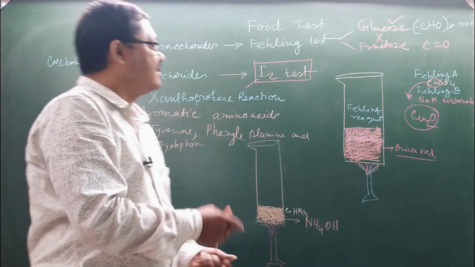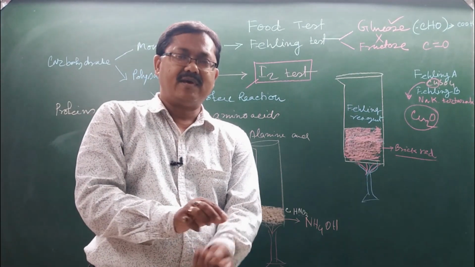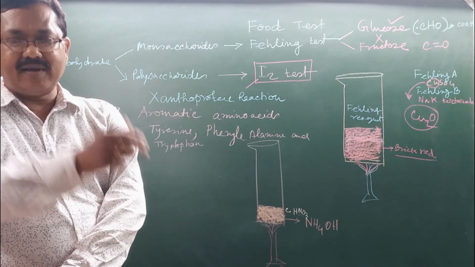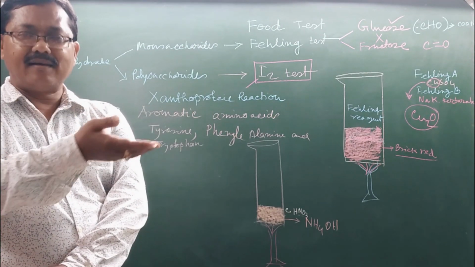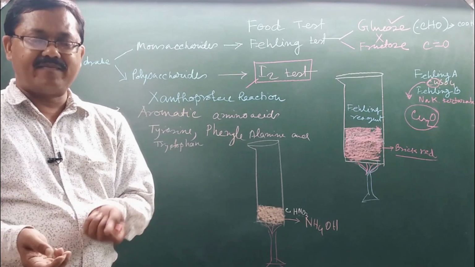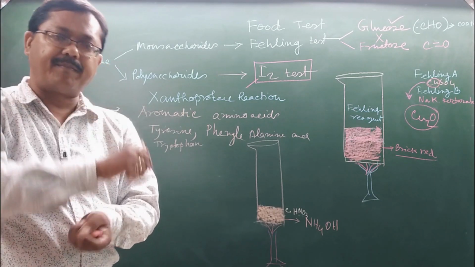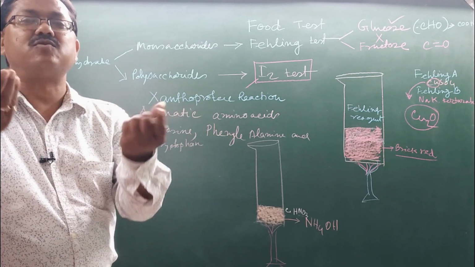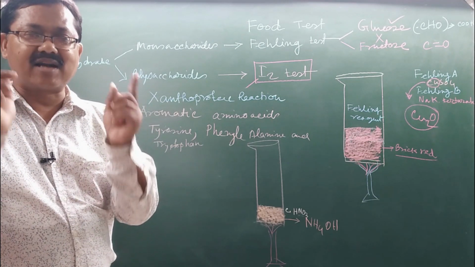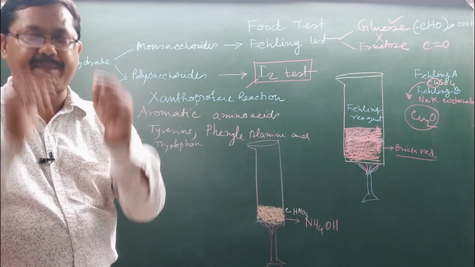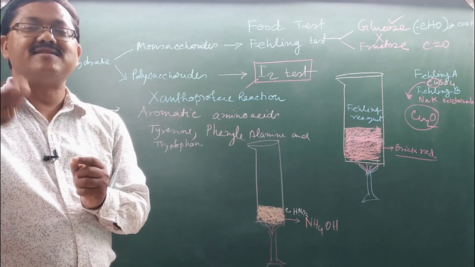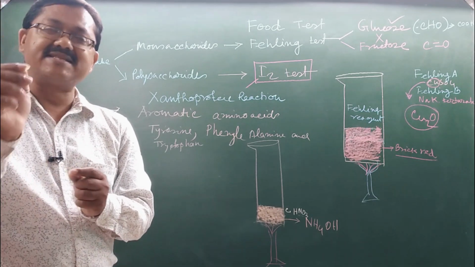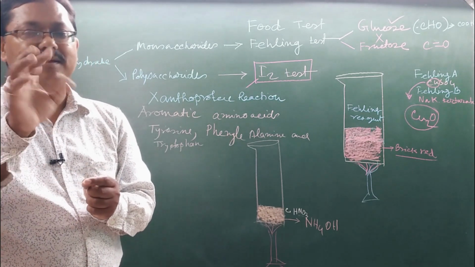And initially I told you how fat or oil will be identified. Take a non-transparent paper, pour 1 drop of oil, the oil is soaked and the paper becomes translucent. When we hold this translucent paper up to the sun, sunlight can pass through it. This is the major identification test of the lipid or fat.